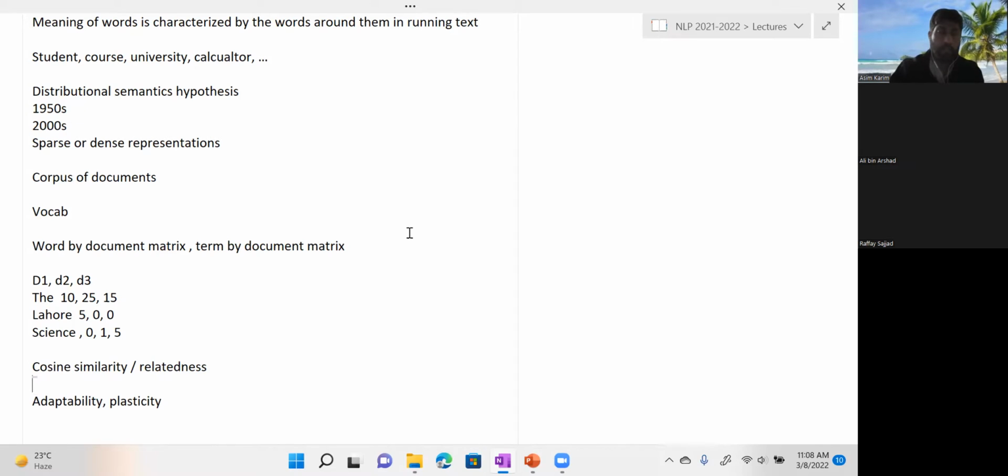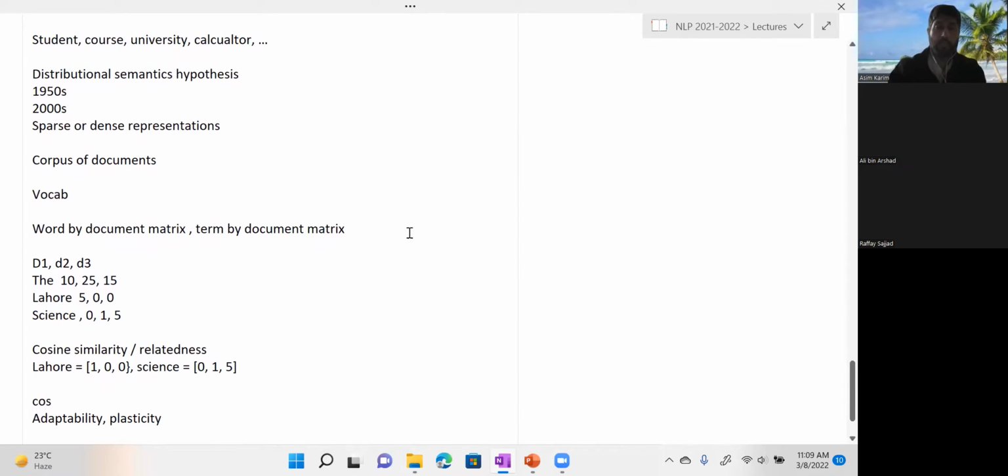Okay? So cosine of, let's say I have Lahore. The vector of Lahore, what did we get? 1 0 0. And what about science? The vector of science that I had made: 0 1 5. So science is 0 1 and 5. So these are now two vectors, and you can think of these as vector representations of words. How did we get these? By counting their occurrences in different documents. And if you want to find the similarity between them, you simply find the cosine between them.